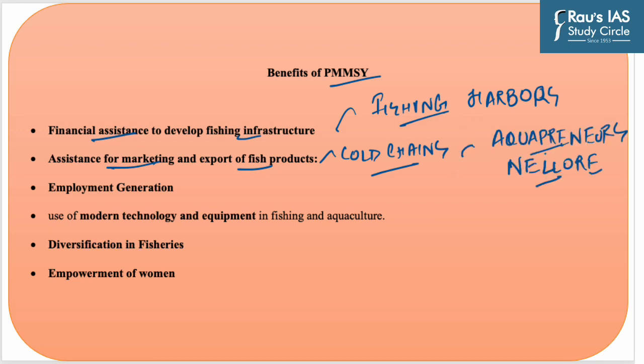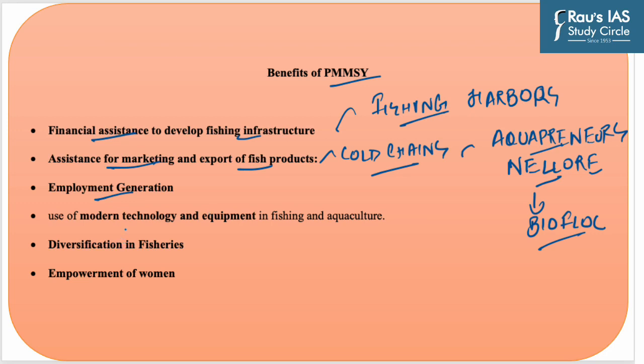For example, aquapreneurs in Andhra Pradesh have become successful exporters with the help of biofloc cultivated shrimps. Now, another benefit is employment generation. It aims to generate employment opportunities, particularly in rural and coastal areas.